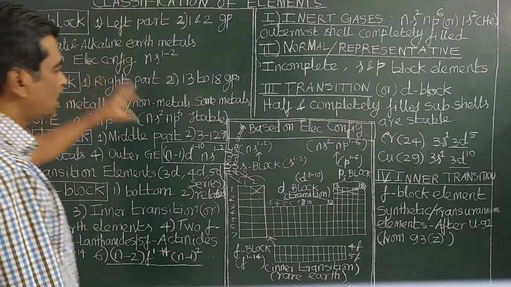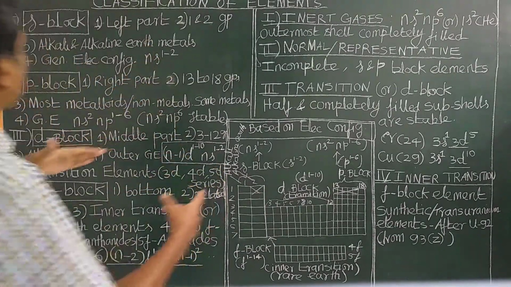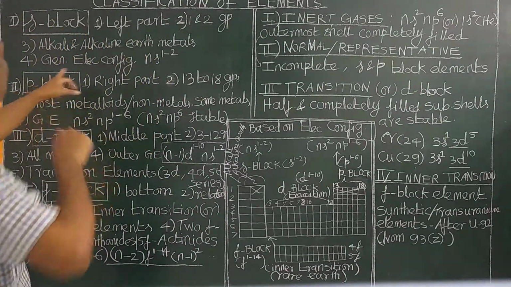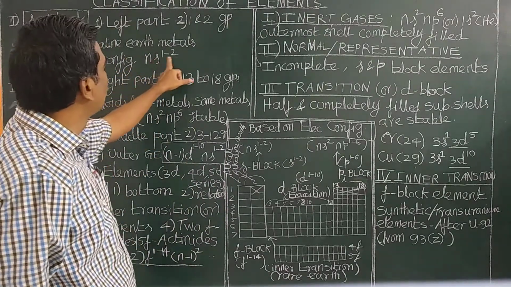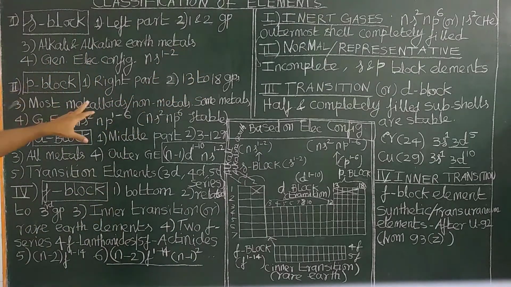The last added electron goes to the s orbital. That's why they are called S block elements. The general electronic configuration is ns1-2. Now let us see P block elements.